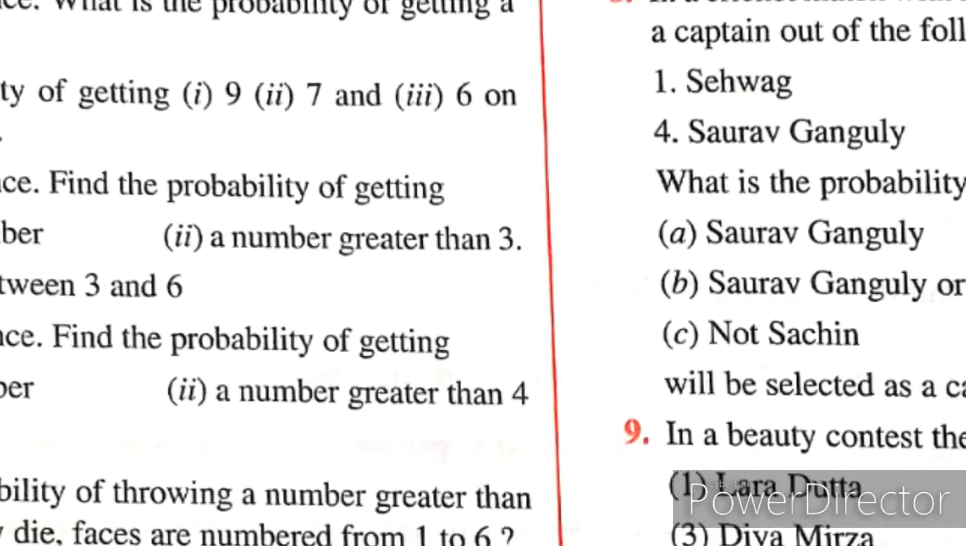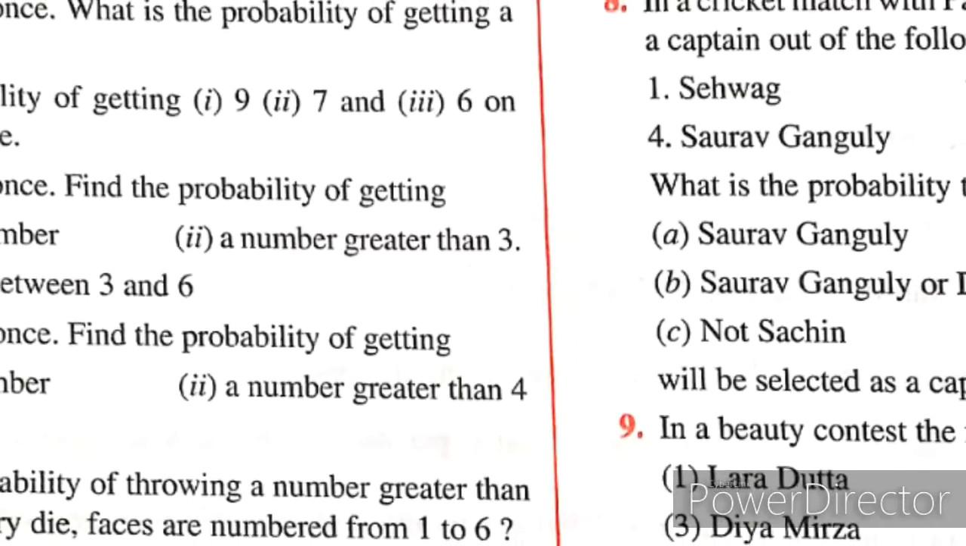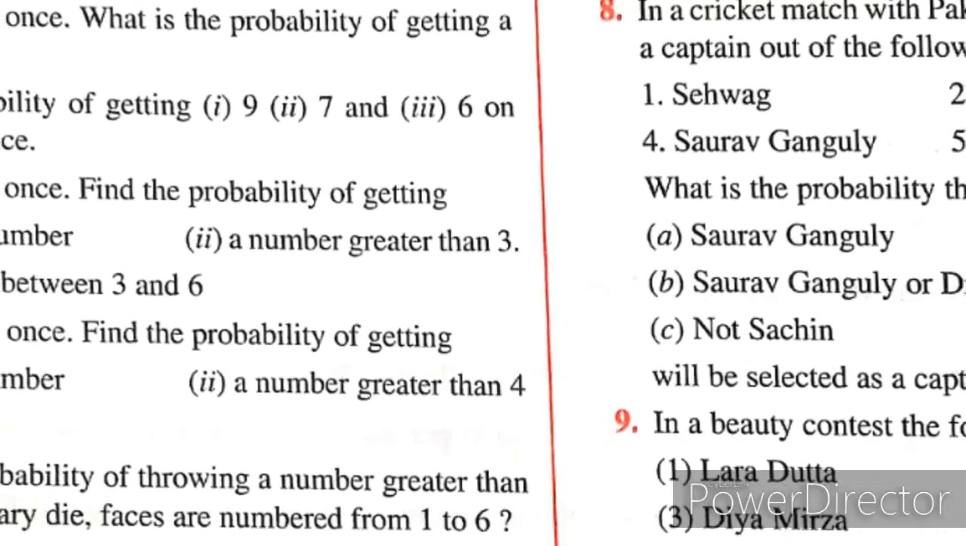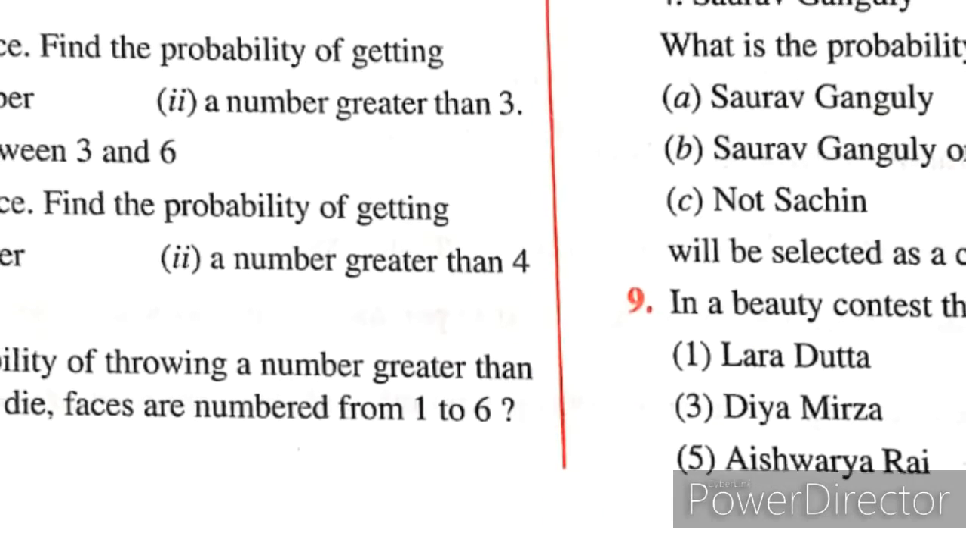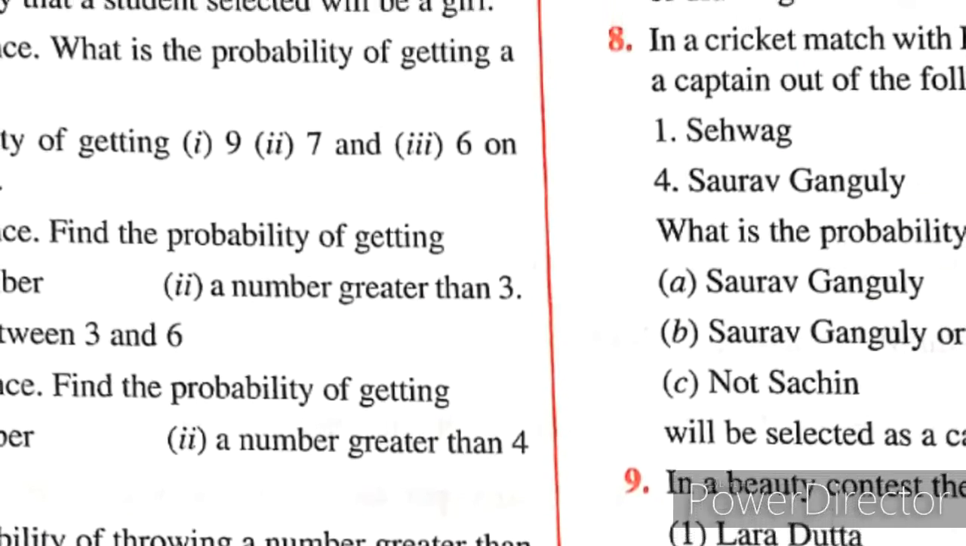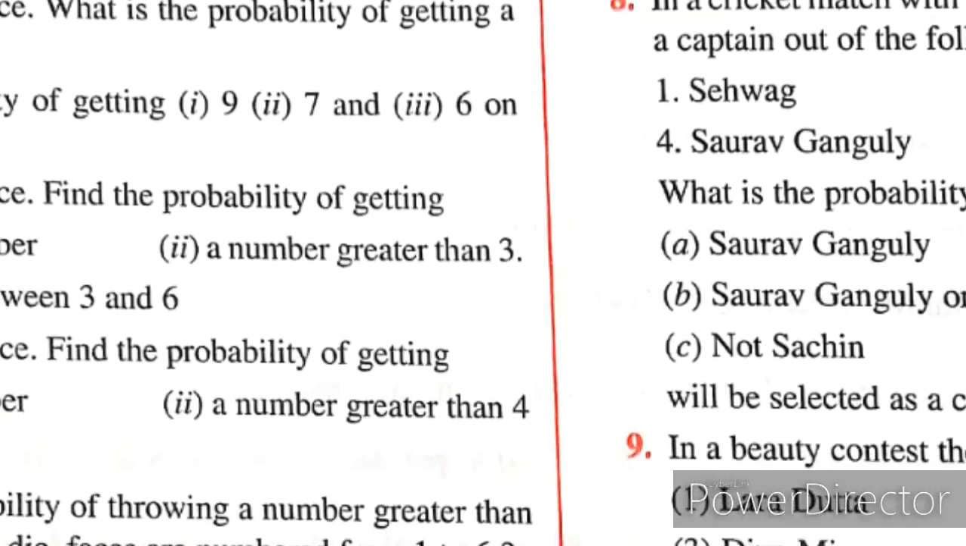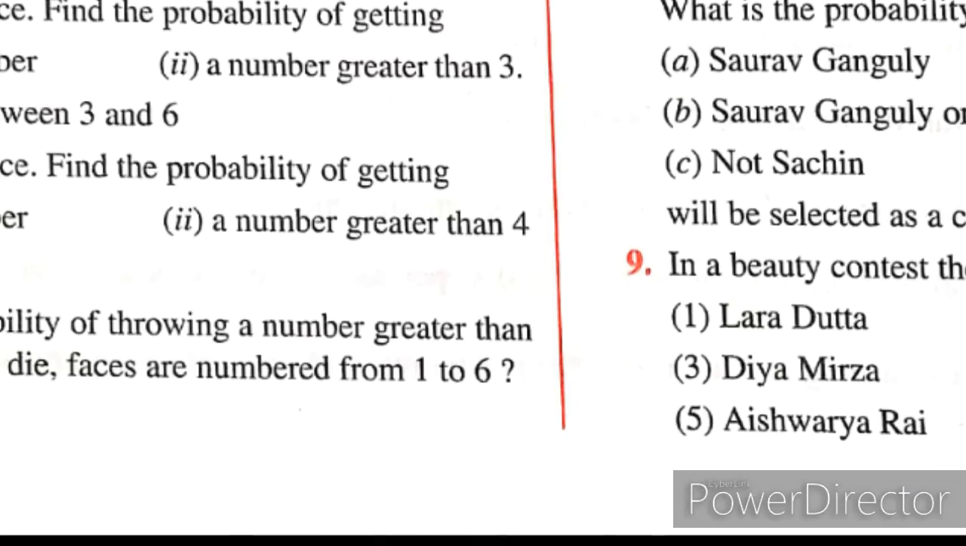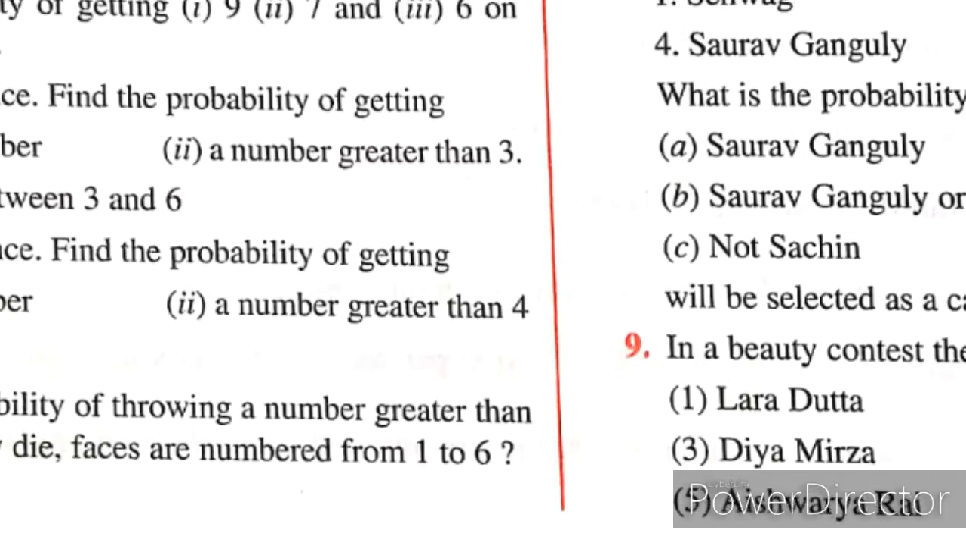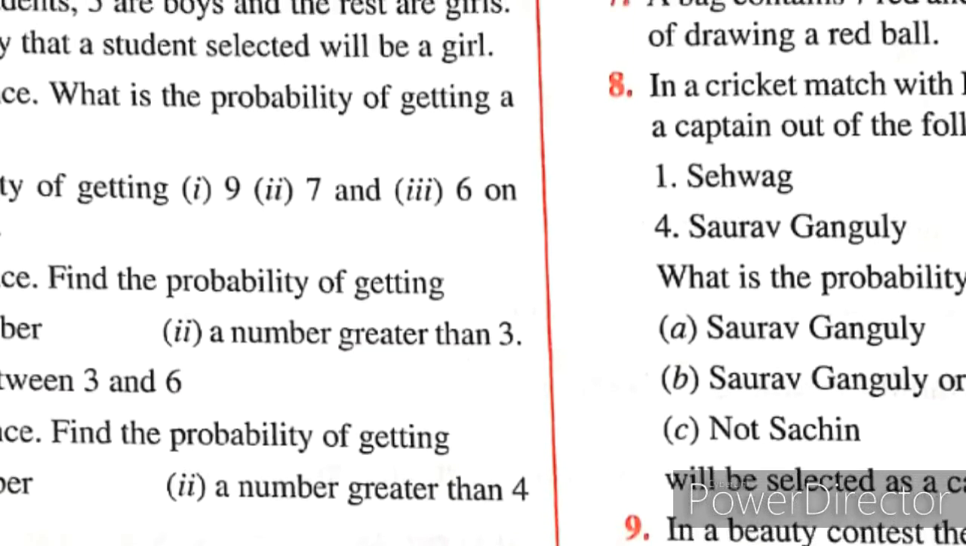Third one, find the probability of getting the sum 9, 7 and 6 on throwing 2 dice. It should be mentioned like this, but it is not printed in the book. So the sum of numbers on the 2 dice is 9.